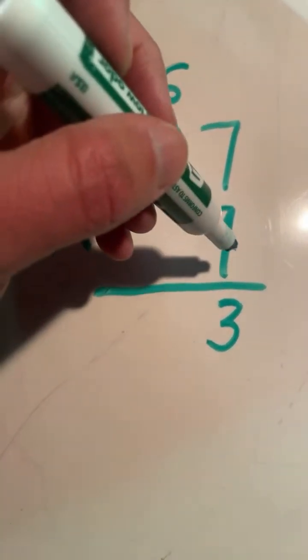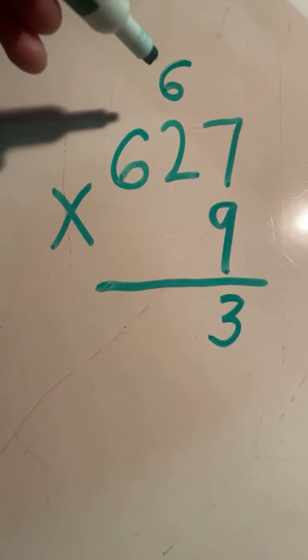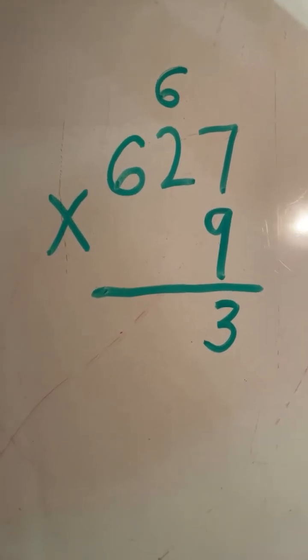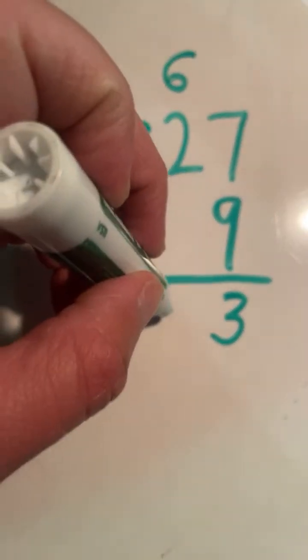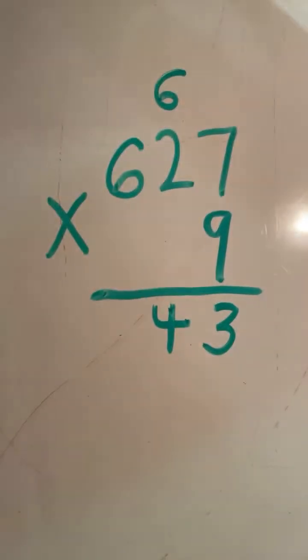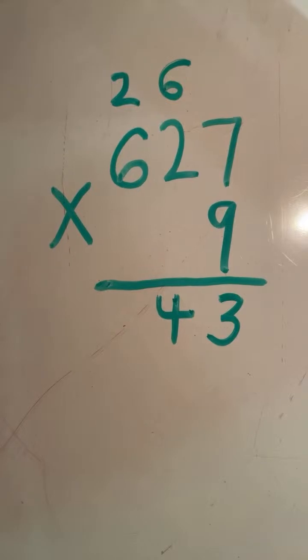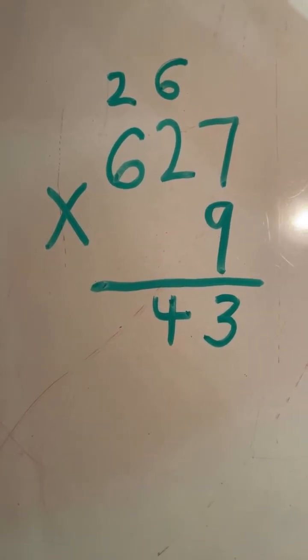2 times 9 equals 18. We have to add the 6 that we carried over to that. 18 plus 6 equals 24. Again, we regroup because our product is more than 10. So the 4 in 24 goes in the tens place. The 2 gets carried over to the hundreds place.